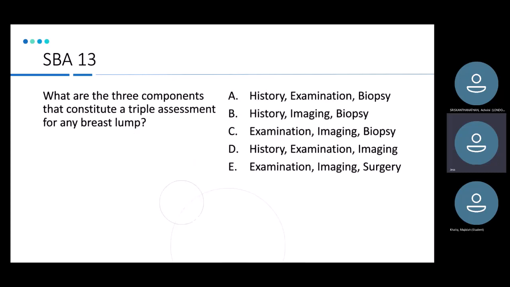What are the 3 components that constitute a triple assessment for any breast lump? Examination, imaging, and biopsy. But just to note, don't forget history as well. It just doesn't constitute technically the triple assessment. A biopsy might not always be done, depends on the history.